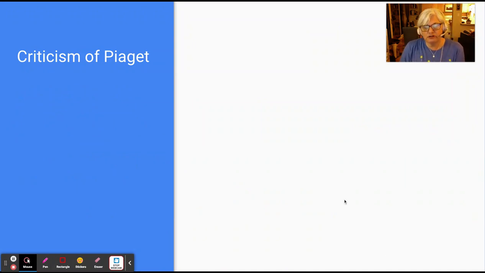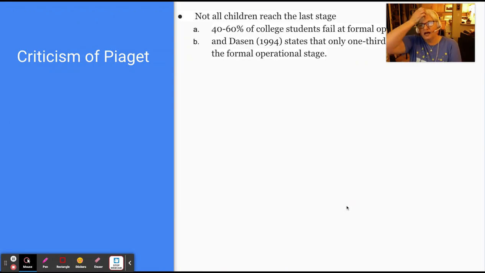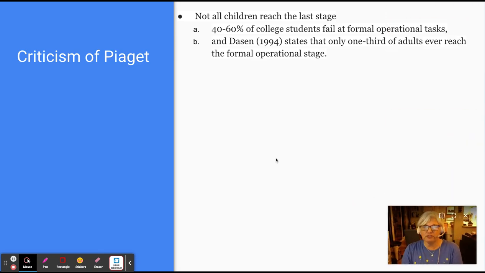Now, there are some criticisms of his theory. First of all, there were some studies that show that not all people reach that last stage. I think this is a little bit conservative. It says there's a scientist named Dason in 1994 who found that only about a third of adults reach that formal operational stage. I think that's pretty low. I think more than one third, but I could be wrong.